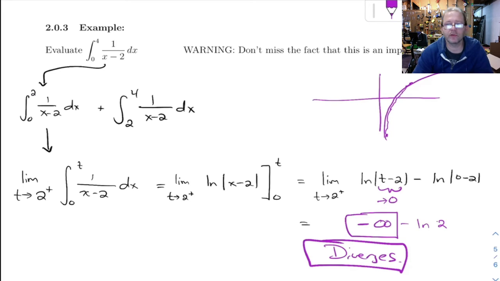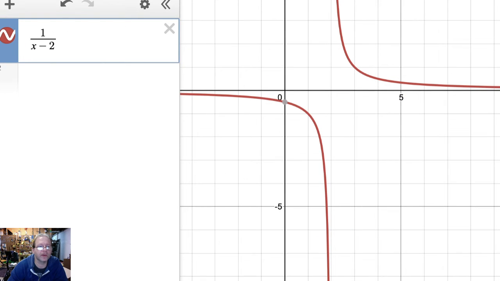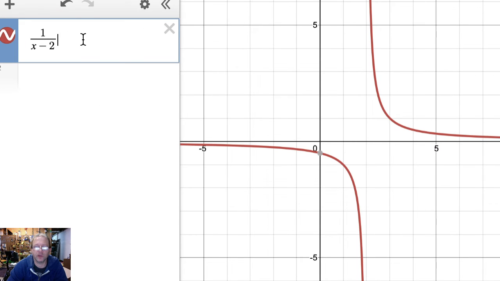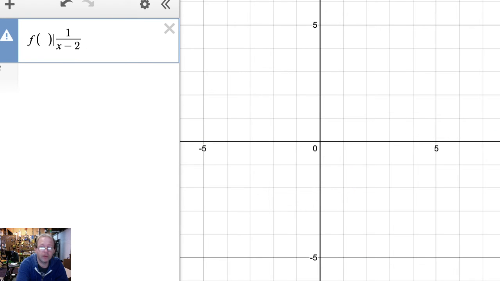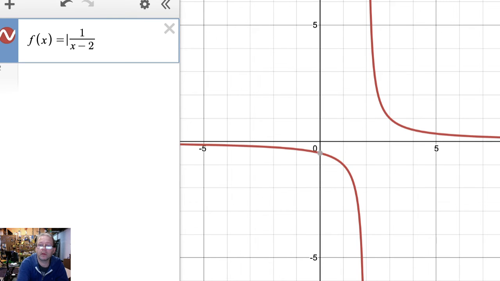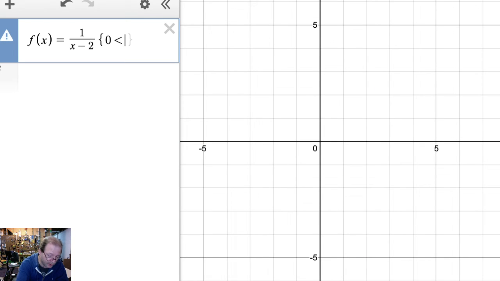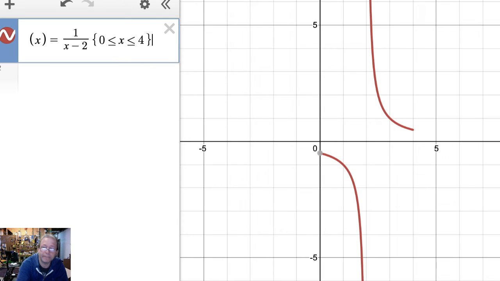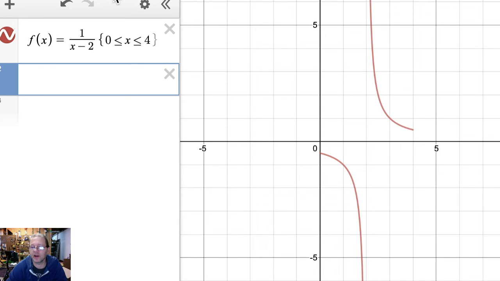If we did do the other integral, let's look at Desmos and see what's going on. So basically, we're looking at f of x equals this, and we're restricting ourselves to 0 less than or equal to x, less than or equal to 4. So it's like we're trying to find the area between those two things and the x-axis. The integral that we found just now was from 0 to 2. I'm going to copy this.